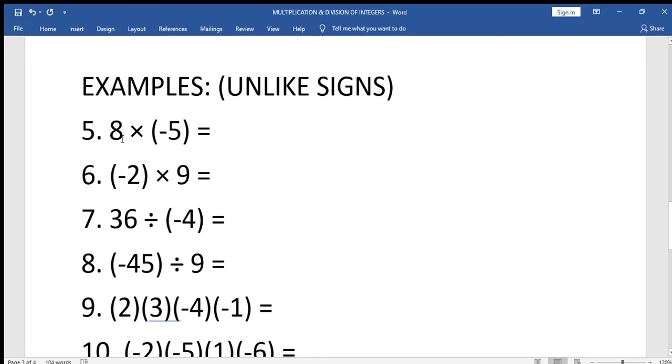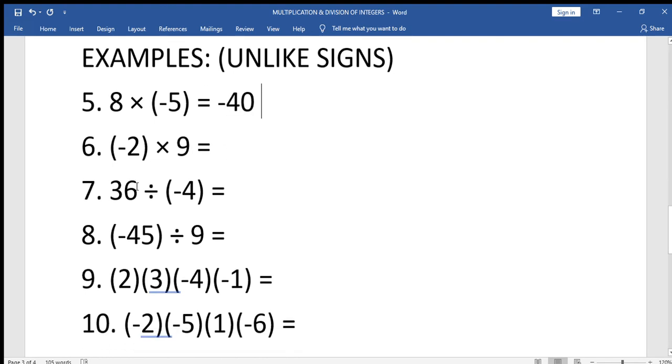So here, as you can see, we have 8, that's positive, and we have negative 5. So we have two integers with different signs. The product will be equal to, what do you think? It's negative 40. Okay, that's the answer.